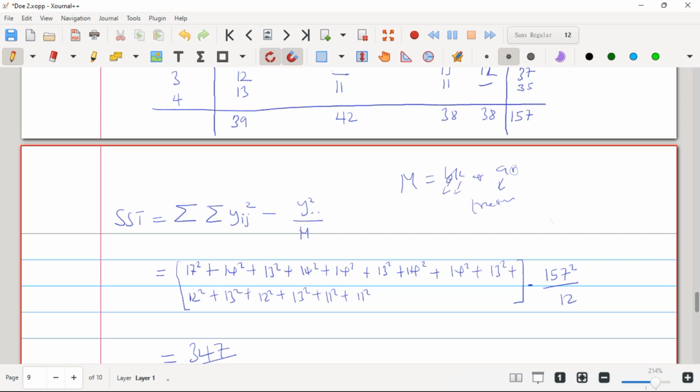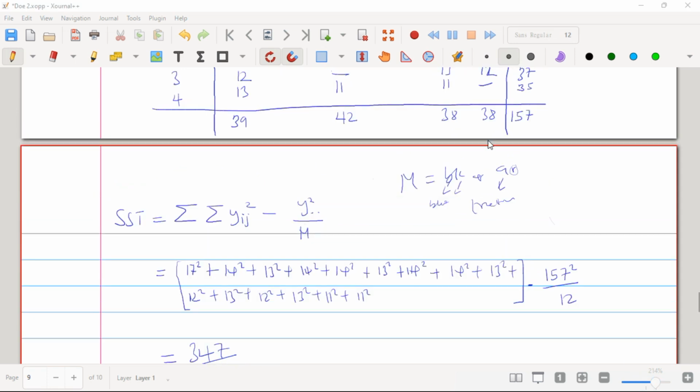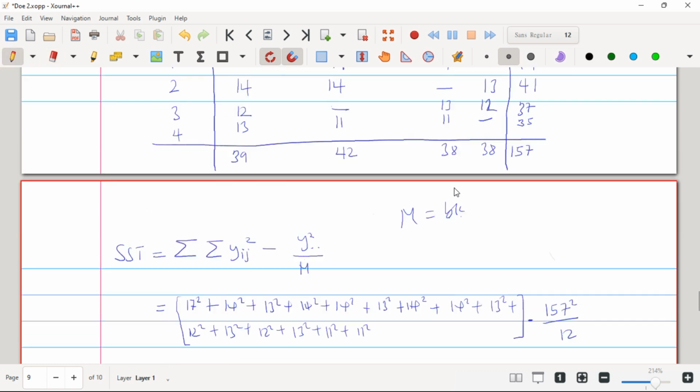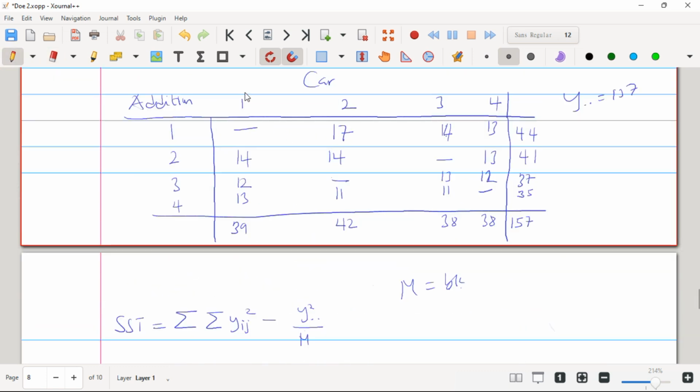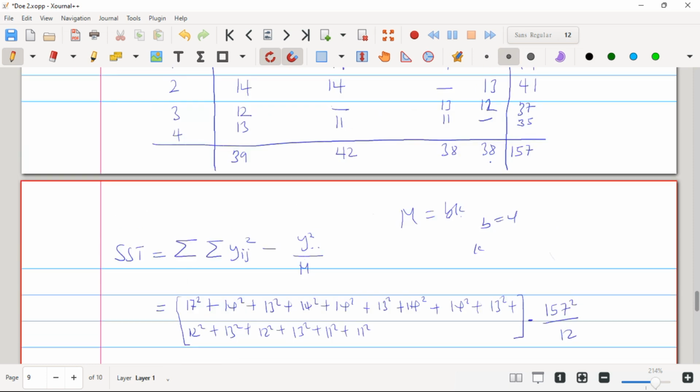And our b is just the block, and our k, we explained, is the number of treatments in a specific block. So we are going to use the bk to find our n. You can choose to use your ar, but for us, we are going to use our bk. So how many blocks do you have in this one? We have 1, 2, 3, 4 blocks, so our b is equal to 4.